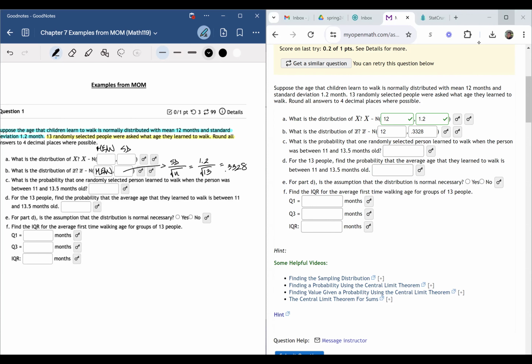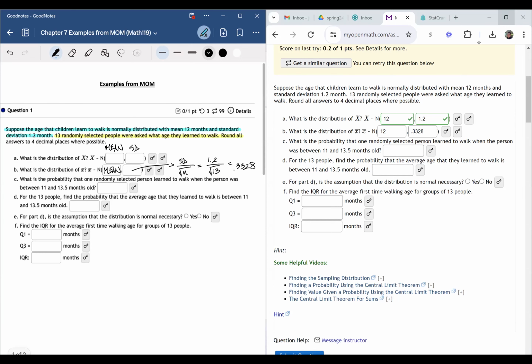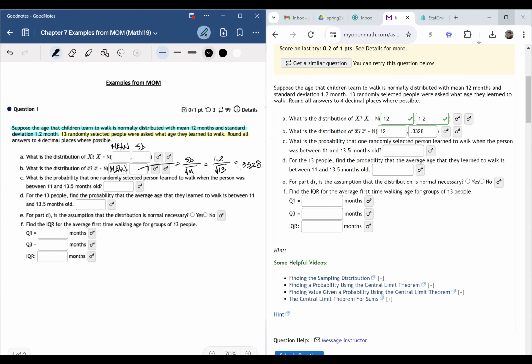Now, let's think about this central limit theorem. Okay. So in order to use the central limit theorem to find the probabilities, we need to make sure that one of two conditions is true. Okay. So the first condition that we need to make sure is true is that the population is normally distributed. Okay.